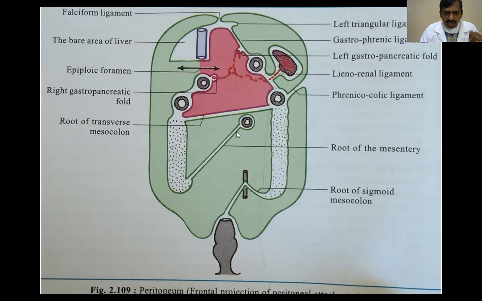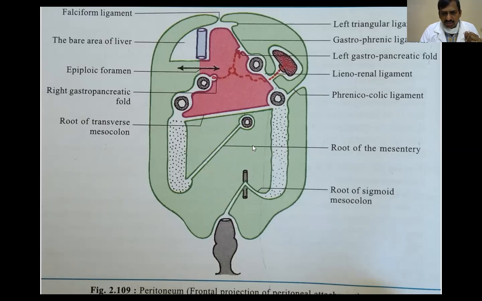Okay, next, the root of the mesentery divides the infracolic compartment into right and left parts. The right part is triangular and closed on all sides. But the left inferior part of the infracolic compartment is open below. It is communicated with the pelvis.